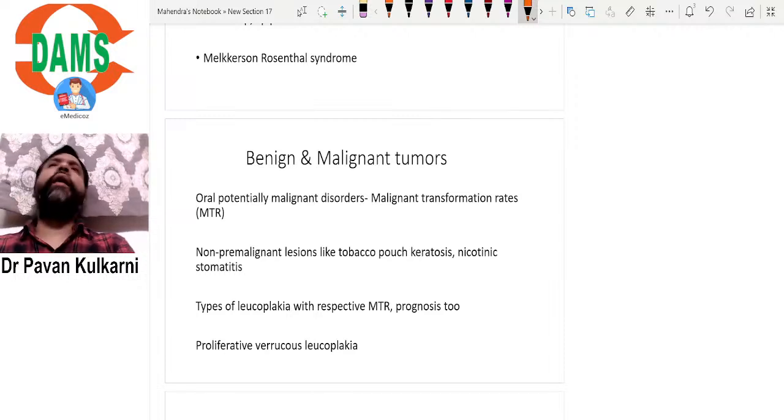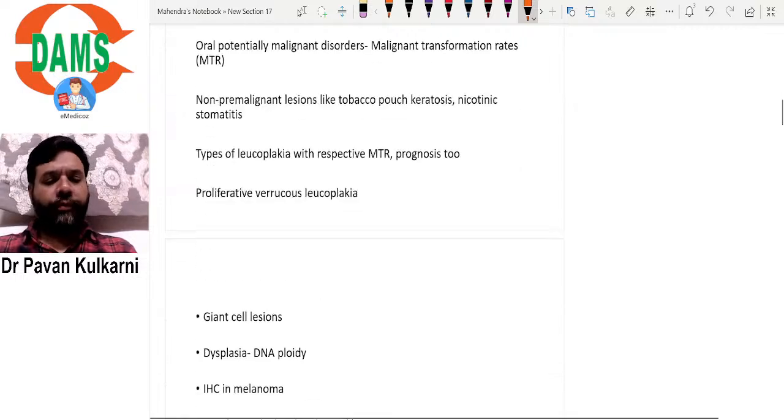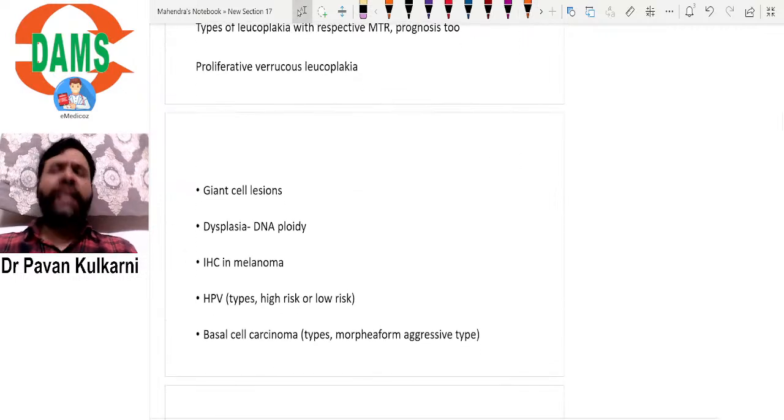So there is also an order here that you are supposed to remember. Now there is another topic here. They'll ask you about giant cell lesions. Giant cell lesions means what? We have giant cell tumor, osteoclastoma. That is, giant cell tumor is another name of osteoclastoma.